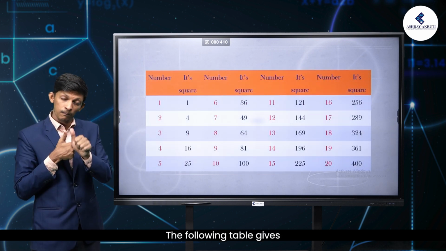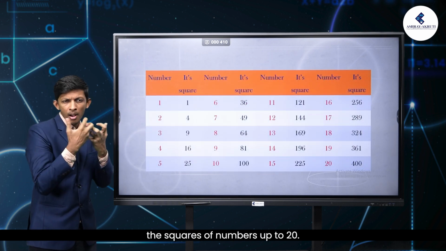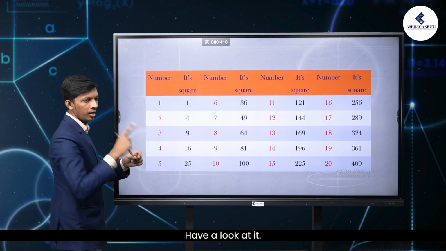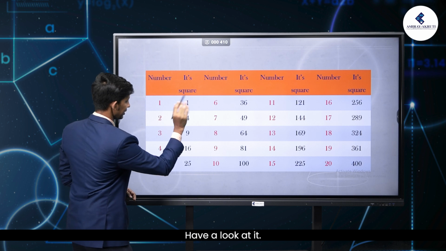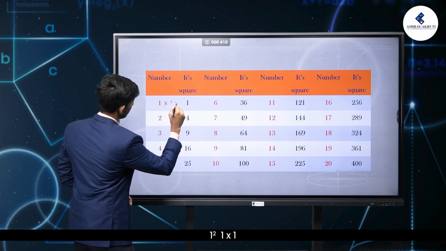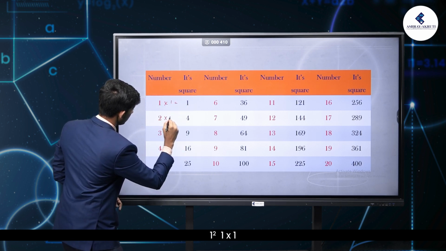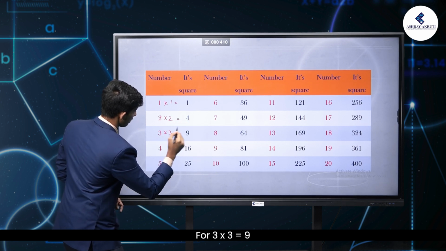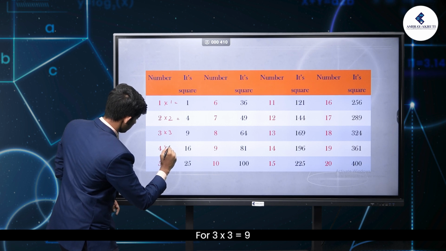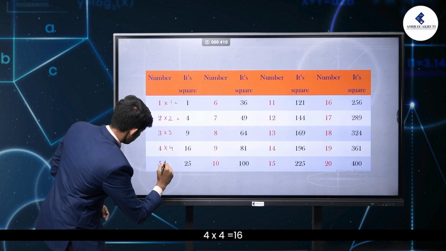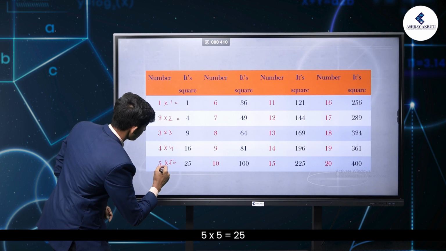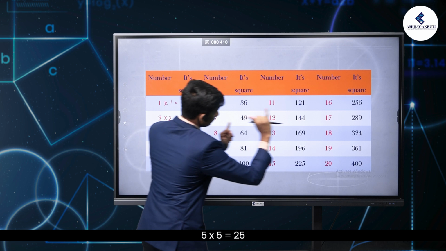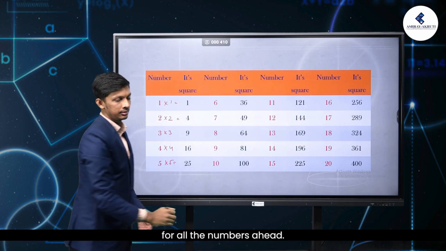The following table gives the squares of numbers up to 20. Have a look at it. For 1, its square is 1 into 1. For 2, its square is 2 into 2, which is equal to 4. For 3, it is 3 into 3, which is 9. 4 into 4 is 16. And 5 into 5 is 25. Same is applied for all the numbers ahead.